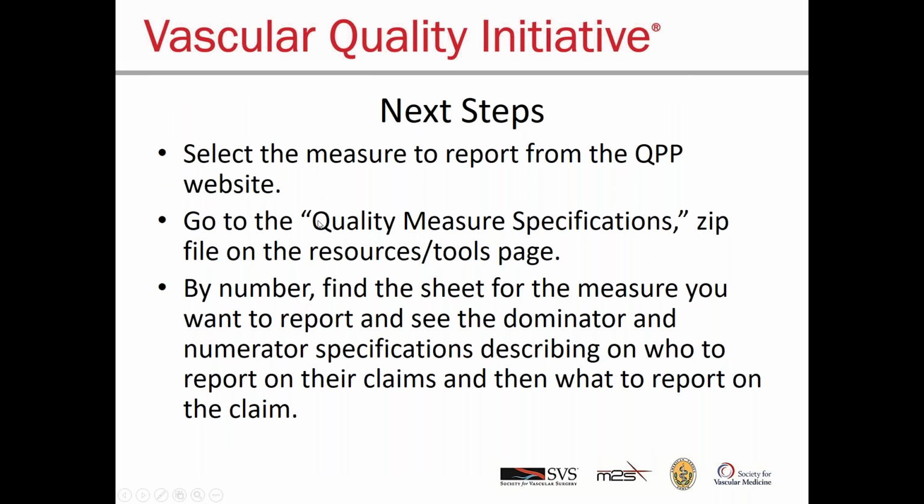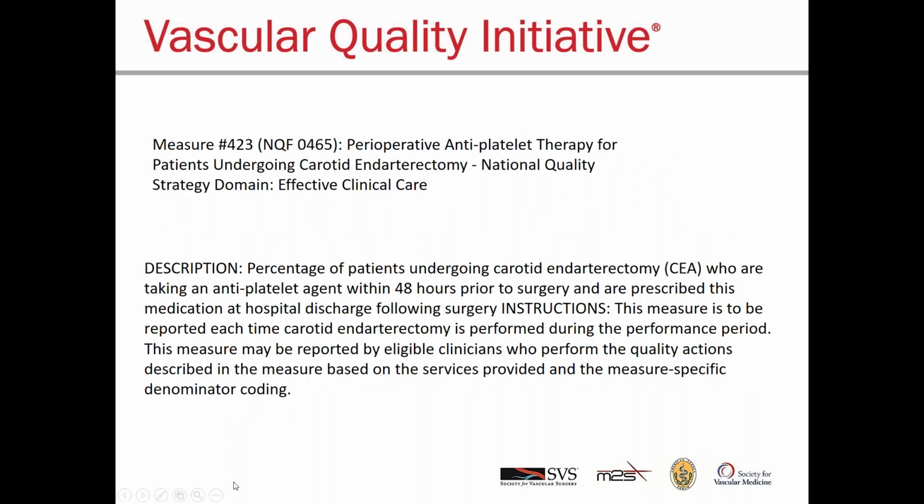So then you need to go to the QPP website, look in the tools section. I'm going to show you exactly where this is in a minute. You have to download the measure specifications for the measure you're going to report, so you know which CPT codes the measure is for, so which patients you have to report it on, and then what you have to put on the claim on the line under the code for the care to say that you did the measure. Is it a code? Is it a G code? Etc. So you have to know that to be able to report the measure on a claim.